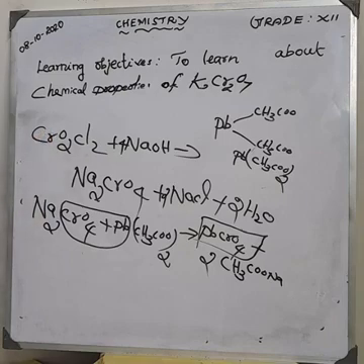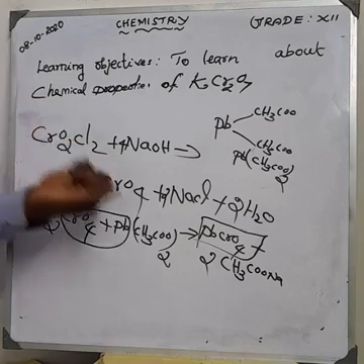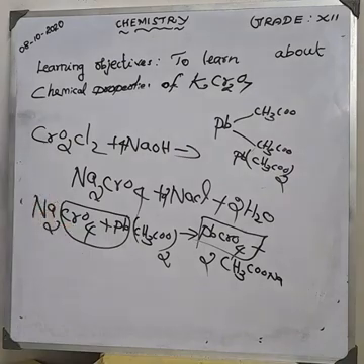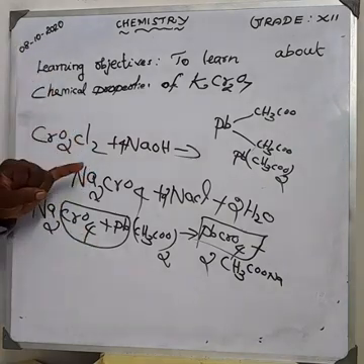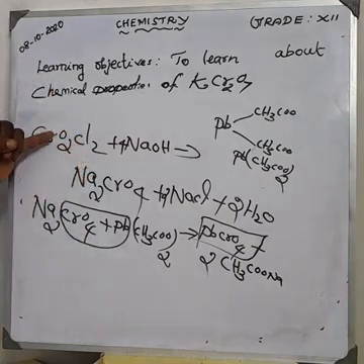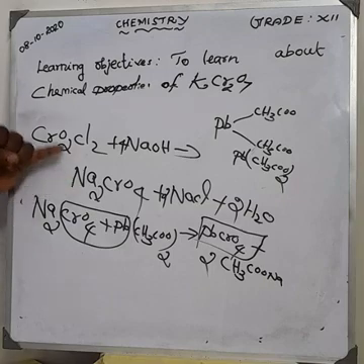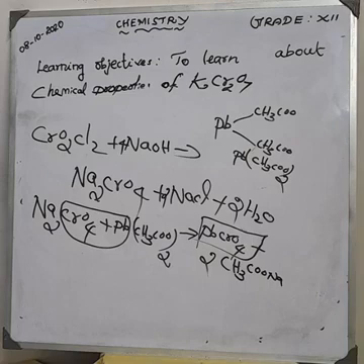Next one is this chromyl chloride reacts with the sodium hydroxide, we get sodium chromate. Sodium chromate reacts, acidified with the acetic acid, and on treatment with lead acetate, we get lead chromate. It's called lead chromate. What is the color of the lead chromate? That is a yellow precipitate.